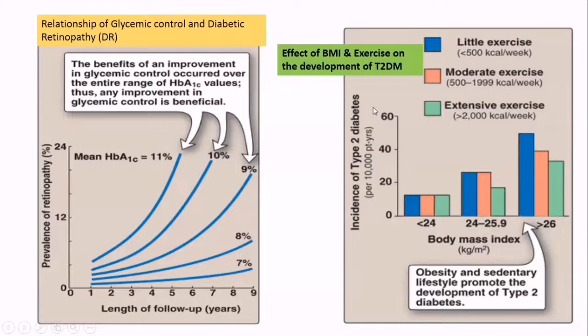And what is the relation between the BMI and exercise in the development of type 2 diabetes? So this blue one shows little exercise, the red one moderate exercise, and the green one extensive exercise. So with extensive exercise the incidence is low. Obesity and a sedentary lifestyle promote the development of type 2 diabetes. Even when the BMI is more than 25, extensive exercise can lower the risk of type 2 diabetes.